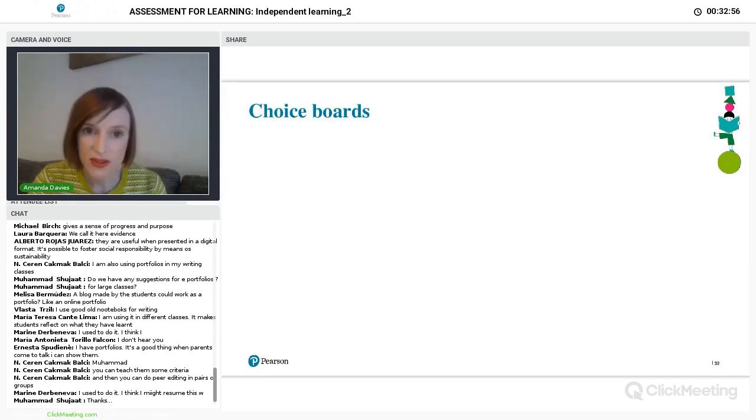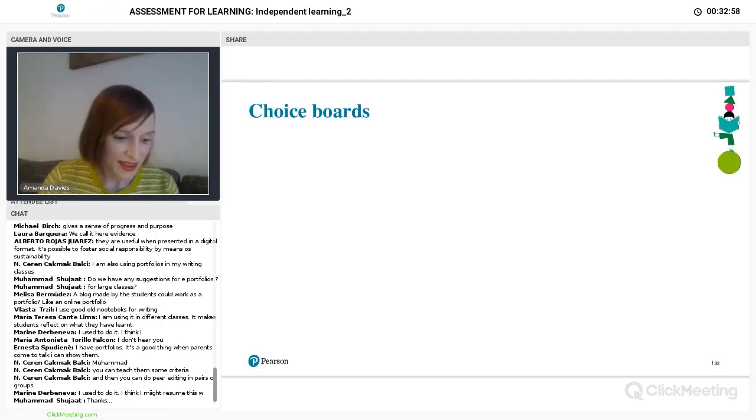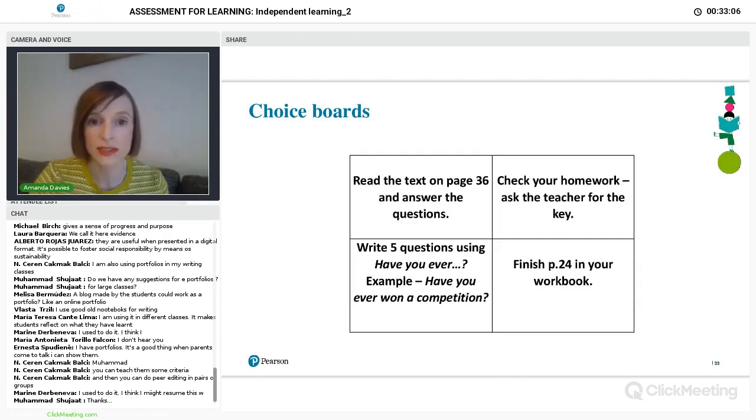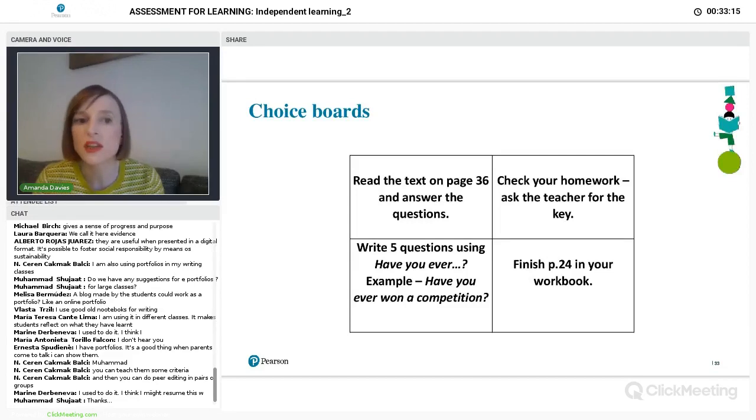And one excellent way to do this is to use a choice board. A choice board is basically a list of different tasks for students to complete. And there are a couple of different options of how you want to do this. So the first option is you have a number of tasks which students have to complete. They have to complete all of them, but they can choose the order in which they do it.